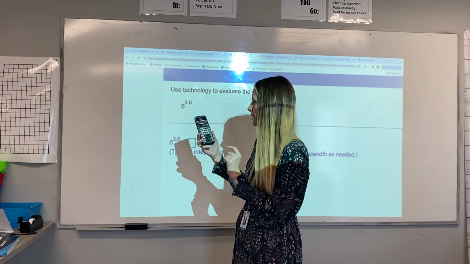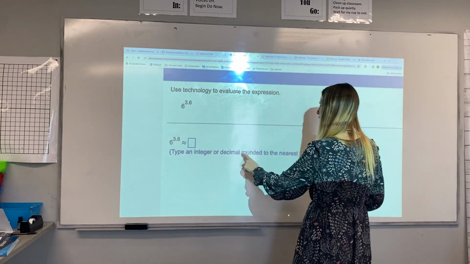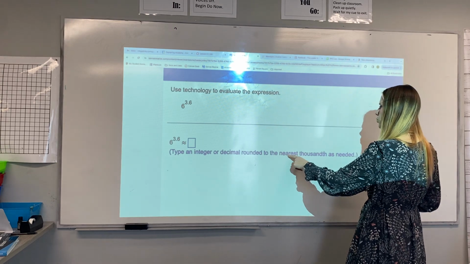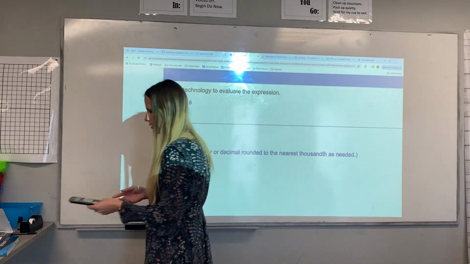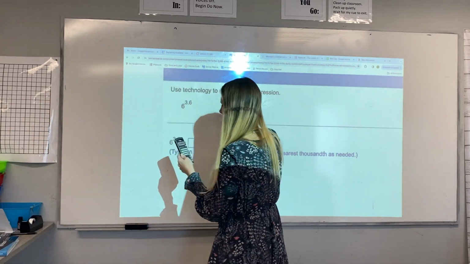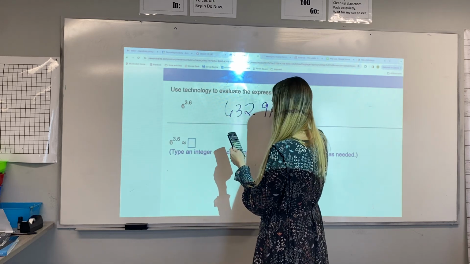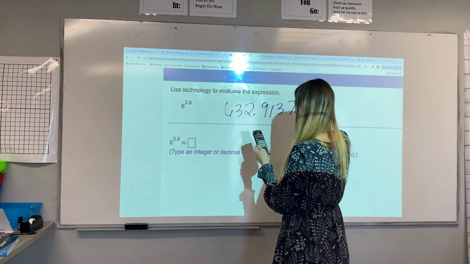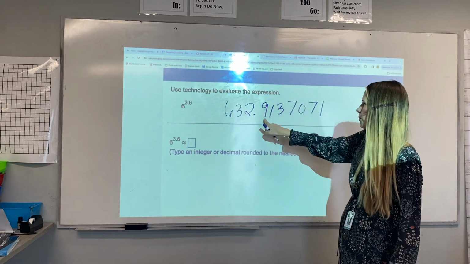Look at that. It doesn't work. And it says type an integer or decimal rounded to the nearest 1,000. Nobody wants to round that. So I have 632.9137071. Let's find our thousands place. What place value is this?